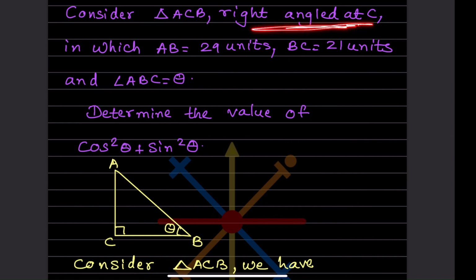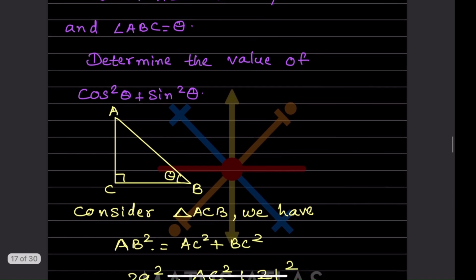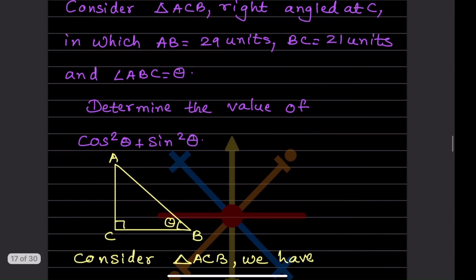When they say right angled at C, I'll tell you what it is, in which AB is 29 units and BC is 21 units, and angle ABC is equal to theta. So we have to determine the value of cos square theta plus sin square theta. So when we say right angled at C, how are we going to draw the diagram here? Take this triangle over here. Here there should be C, and then we want the theta. This we have drawn over here. So we can also write this A, here B, and here C.